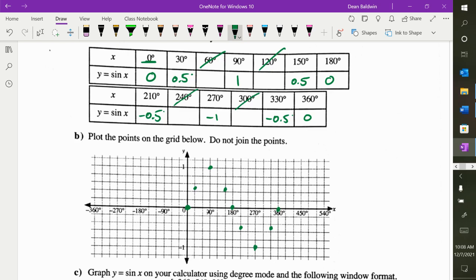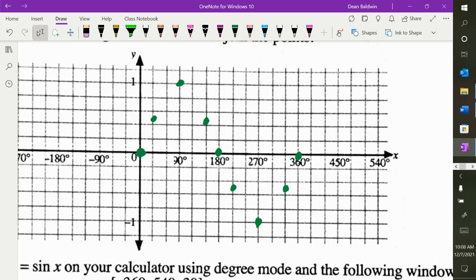If you connect those lines, that's the sine graph. Okay? It has a max of 1 and a min of -1. It never goes above those two numbers unless you add an a value. Remember a values? We're going to do that in the next couple of days.